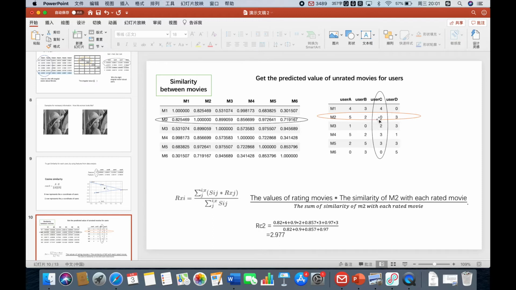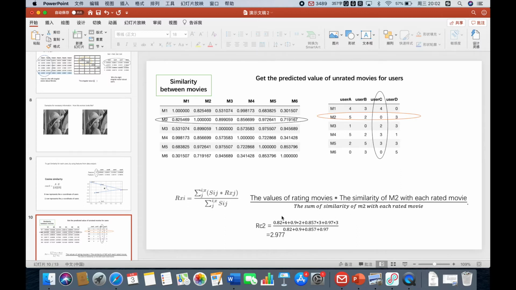How do we reason? The 0 actually means the user did not rate it, they don't rate the movie. So we will predict it. Here, the function is the value of the rated movies times the similarity of movie 2 with each rated movie, and then divided by the sum of the similarity of movie 2 with each rated movie.